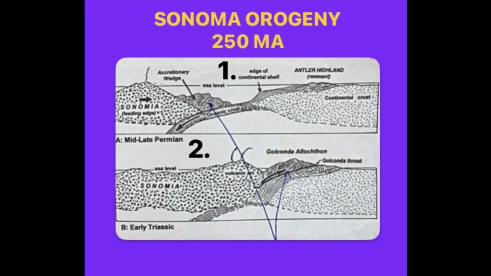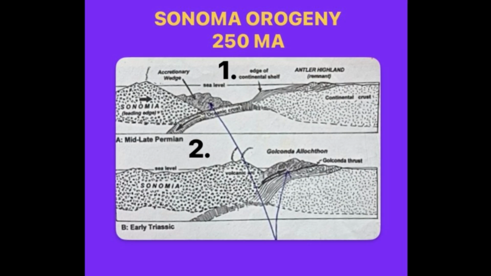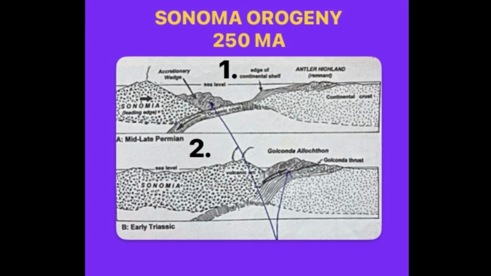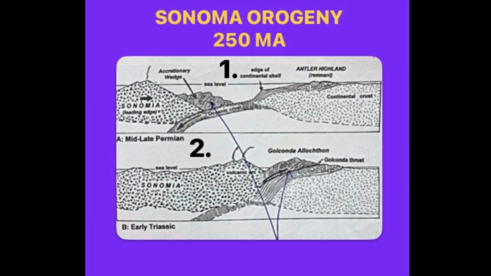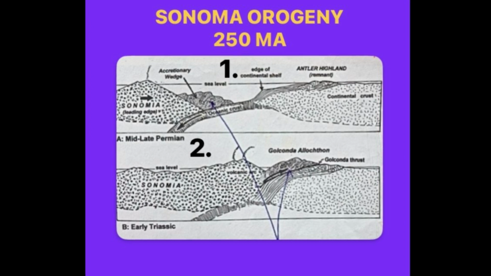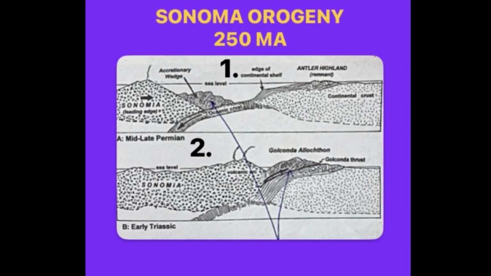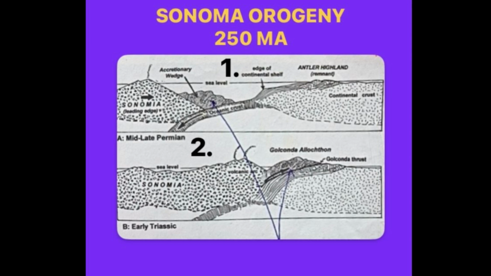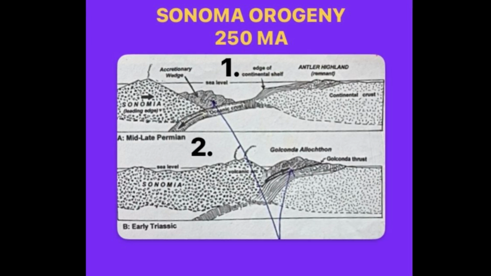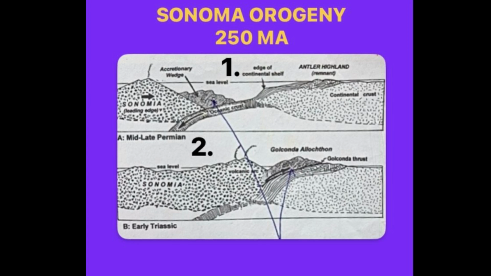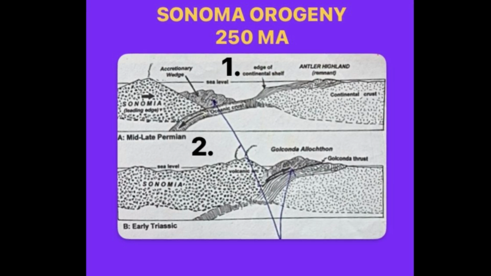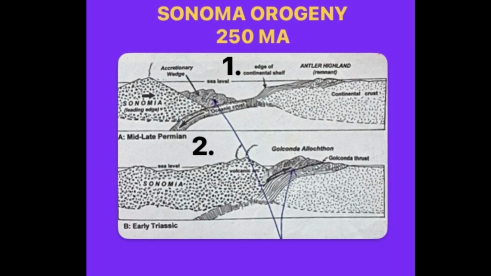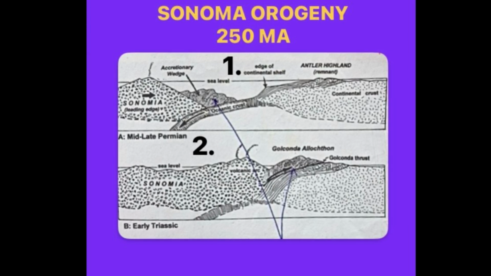Next, we'll have a look at the Sonoma Orogeny, which happened about 250 million years ago. And a special note here that this orogeny did not contribute material to the Sierra Nevada mountains, but I'd like to look at it anyway. Most geologists believe that the Sonoma Orogeny involved a microcontinent, the Sonoma microcontinent, that developed over a west-dipping subduction zone, as we see in number 1.